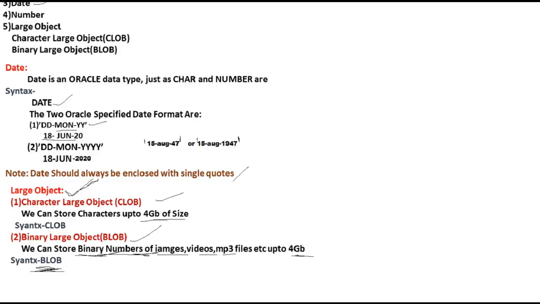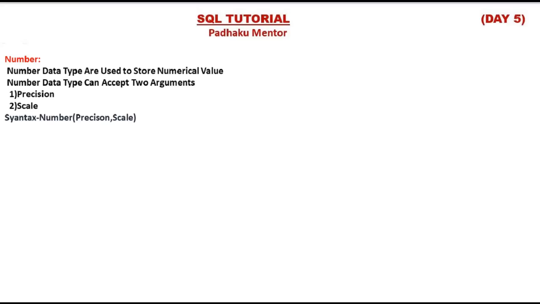Okay, so the last one is number data type. This data type we frequently use in our database, so this is the most important data type. So let's understand this. What is number data type? Number data type is used to store numerical values. Whatever numerical value you want to store in your database, you must mention it with number data type.